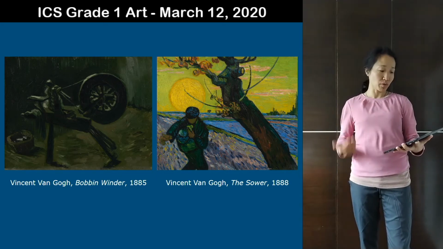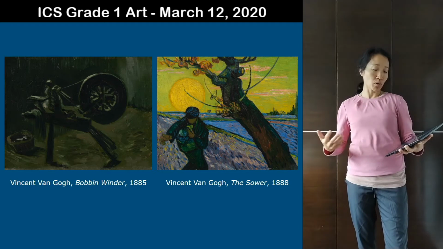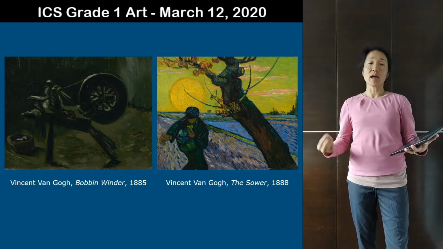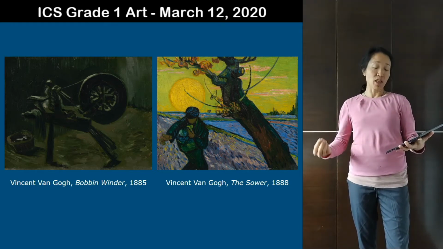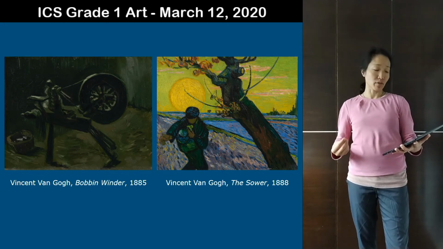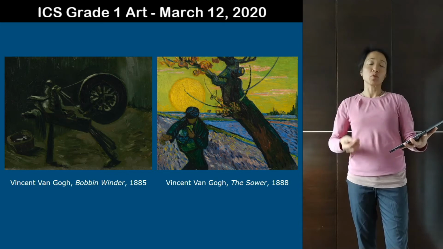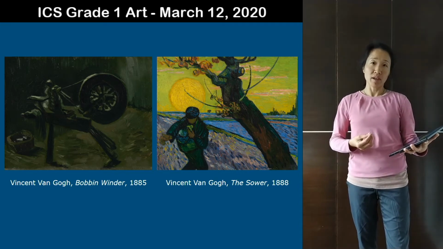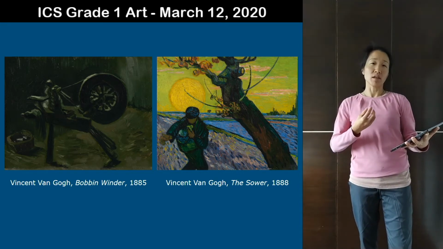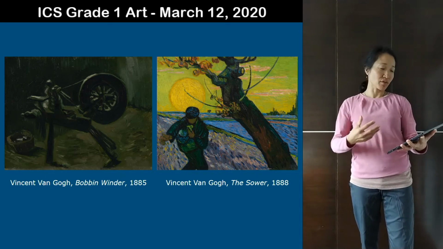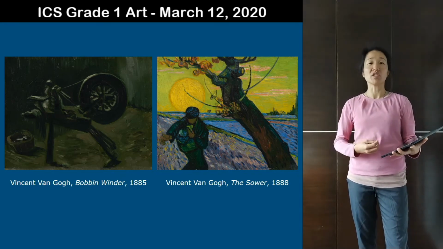But look at the beautiful colors in the sower, which is yellow and orange, and the contrast of the blue river. While the bobbin winder is darker, it has just one tone and shade, so there isn't a lot of color, and the color tends to be more brown.